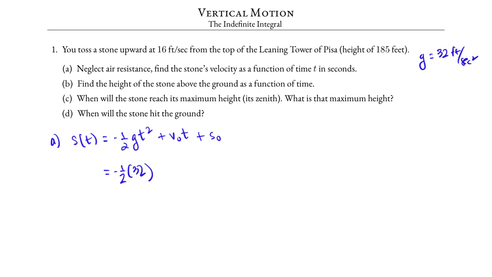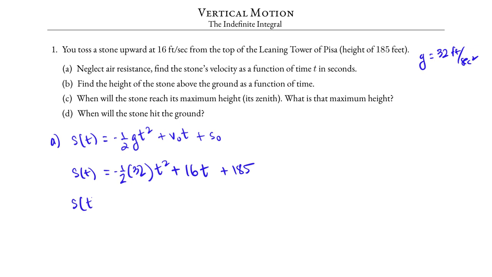We have s of t equals negative 1/2 times 32 t squared plus the initial velocity, which is 16. V naught is 16. The stone is thrown upward at the speed. Feet per second is the unit of the speed, which is in this case the velocity. S sub 0 is the initial height, but we were told that the stone is thrown upward from the top, from the height of 185. And so s sub 0 is 185.